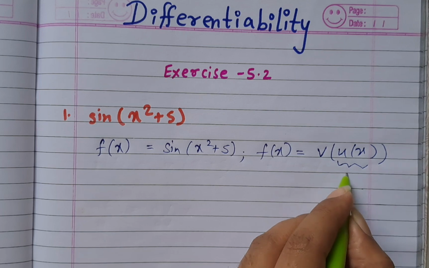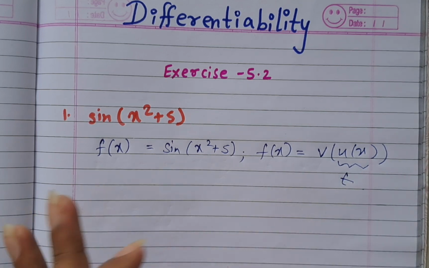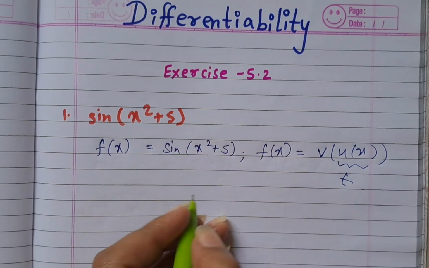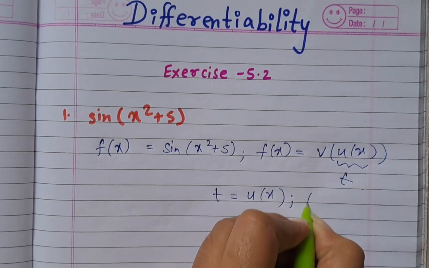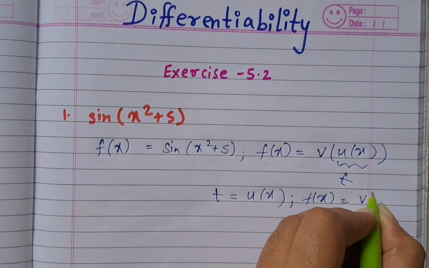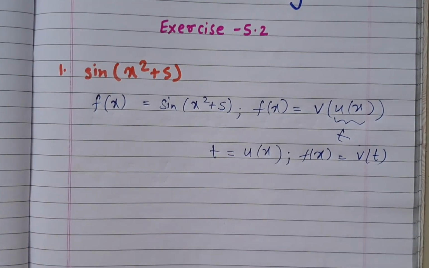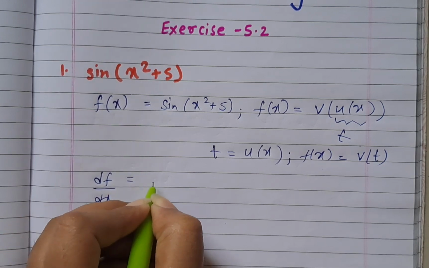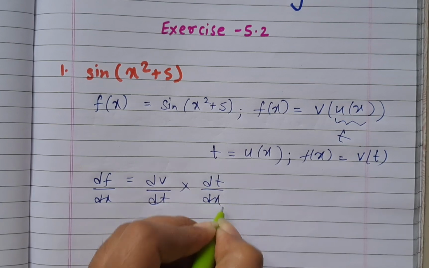Now since f of x is equal to v of u of x, we'll take u of x as t. So then f of x will be equal to v of t. Since f of x is equal to v of u of x, where we have taken t is equal to u of x, f of x is equal to v of t. So now df by dx will be equal to what? dv by dt into dt by dx.